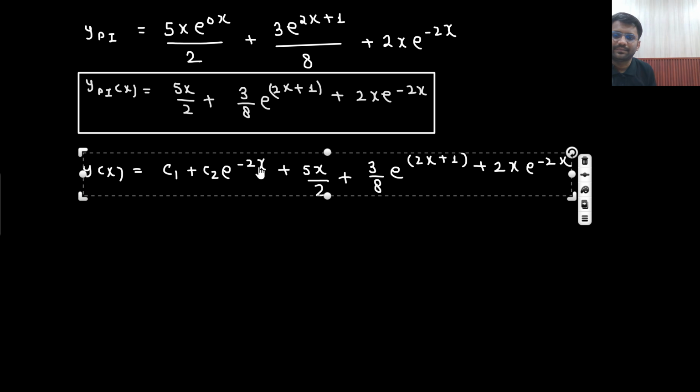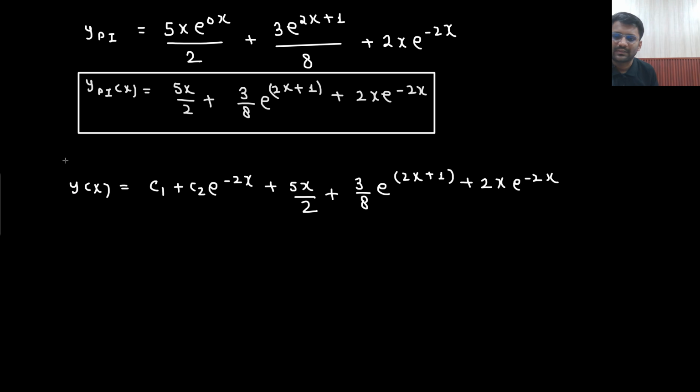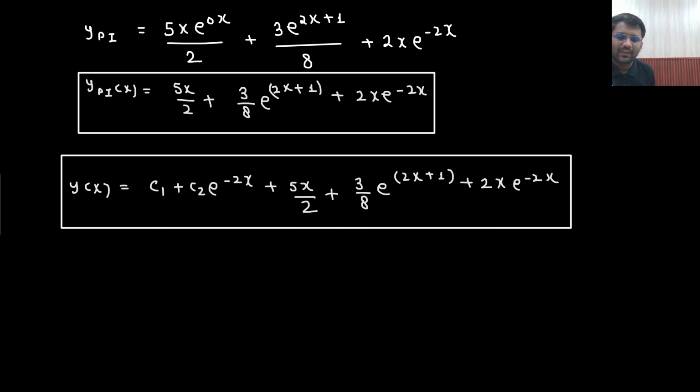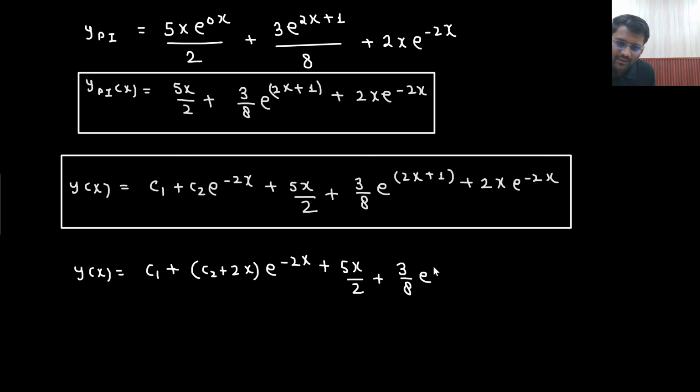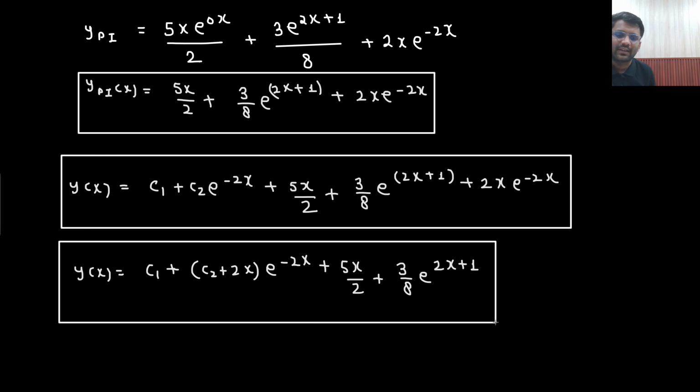Understandable? This is the answer that we are getting. Other way could also be there, no? What could be the other way? Other way of this answer would be c1 as it is, now you see c2 plus 2x, e to the power minus 2x, plus 5x by 2 plus 3 by 8 e to the power 2x plus 1. There you go. This is the final answer. Any form could be mentioned. These are the final answers that you are getting.